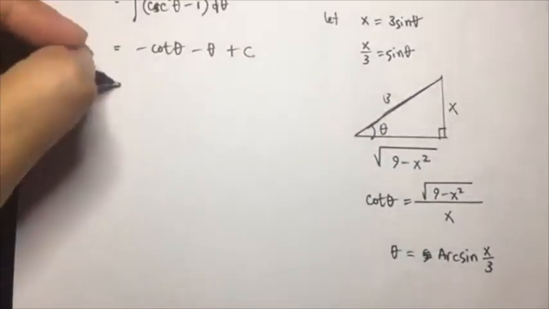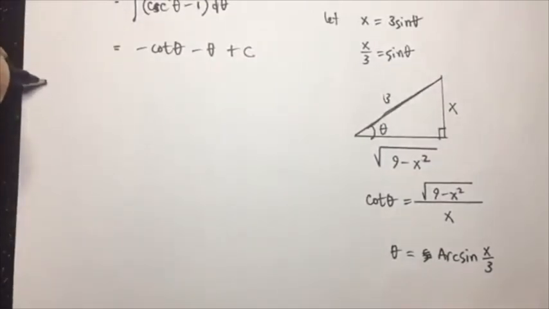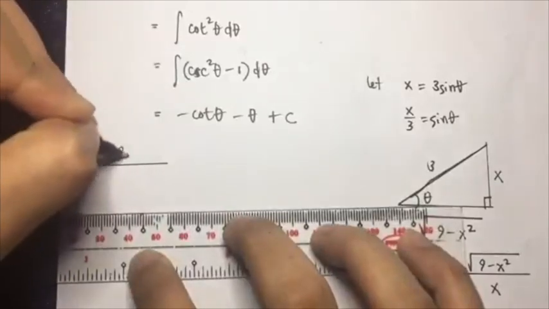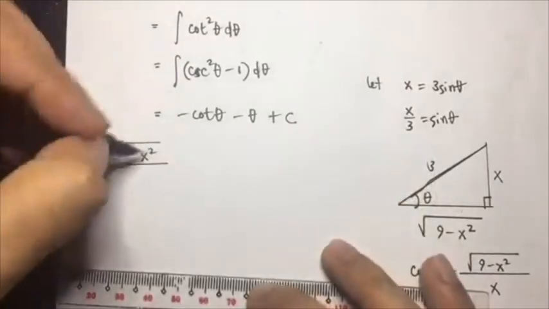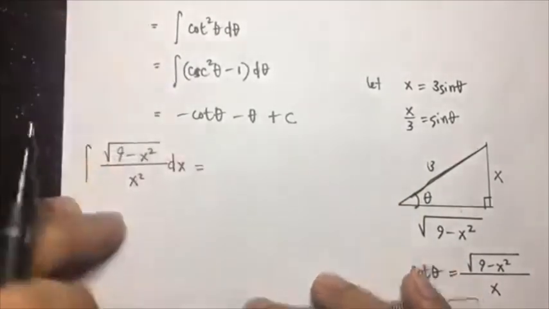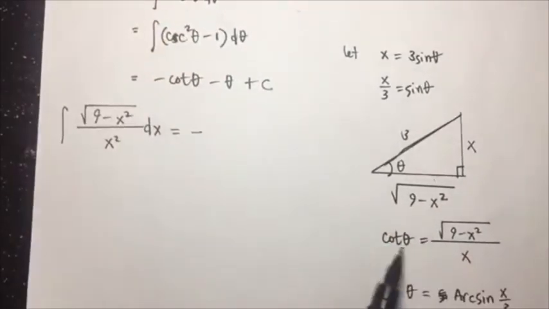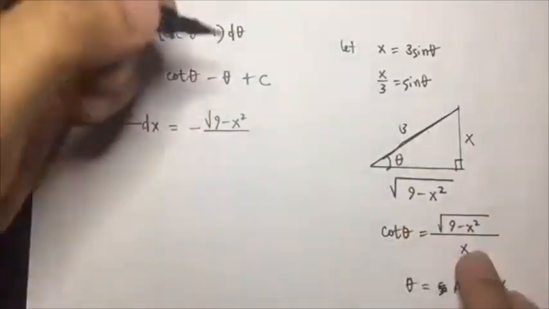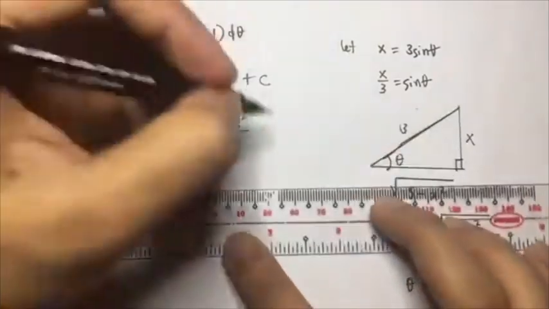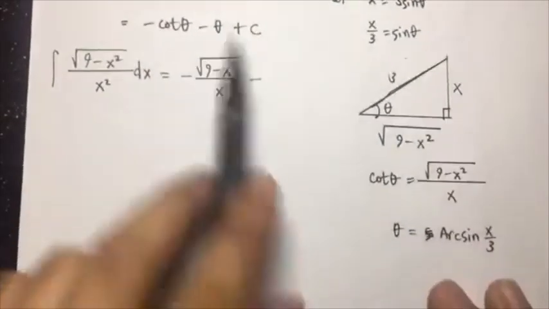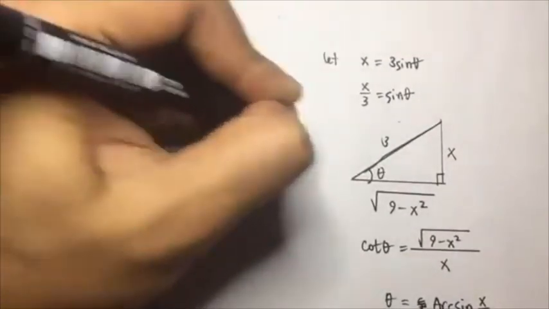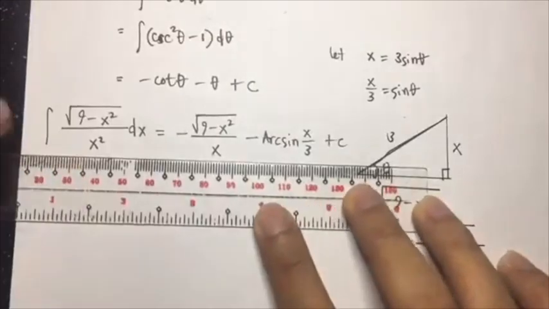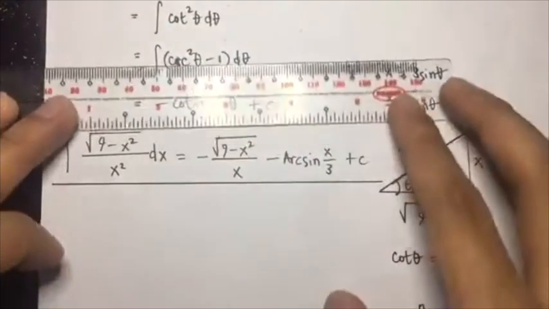Using those, our integral, the integral of the square root of 9 minus x squared over x squared dx, will now become negative cotangent theta, which is the square root of 9 minus x squared over x, minus theta, which is arc sine of x over 3, plus c. So this is now our answer.